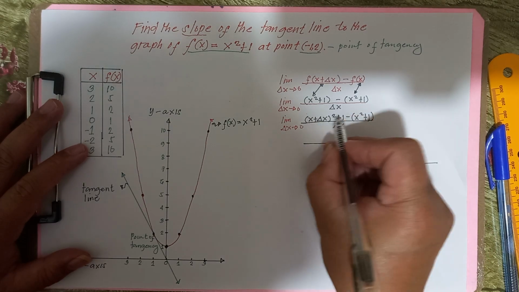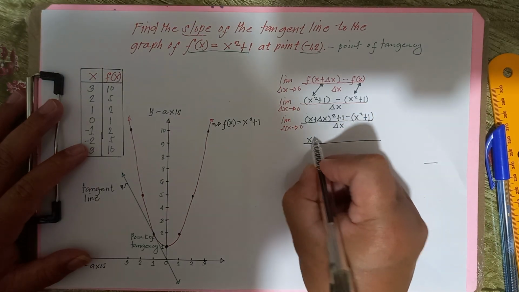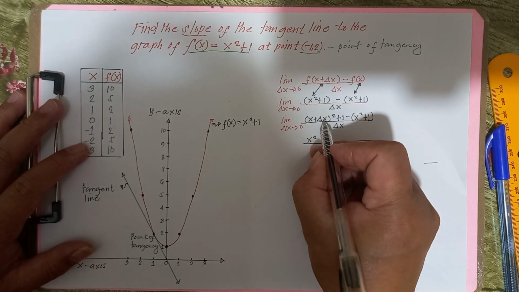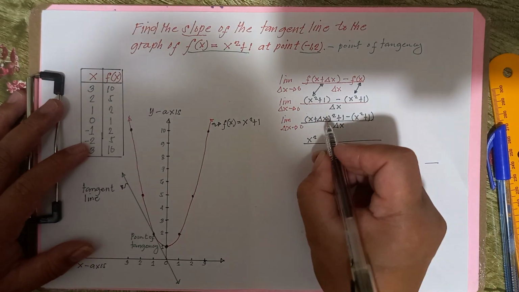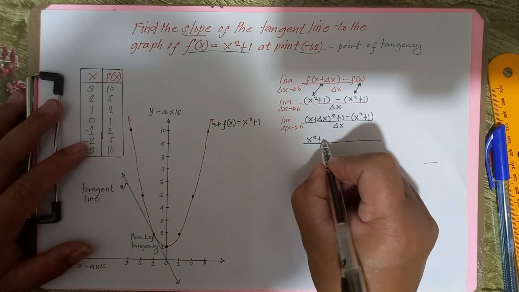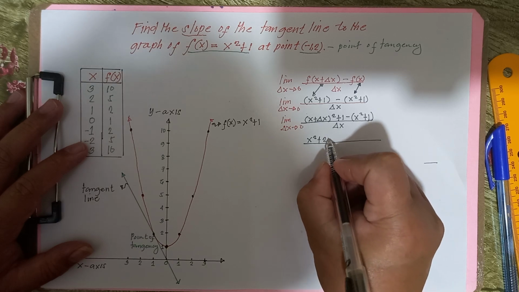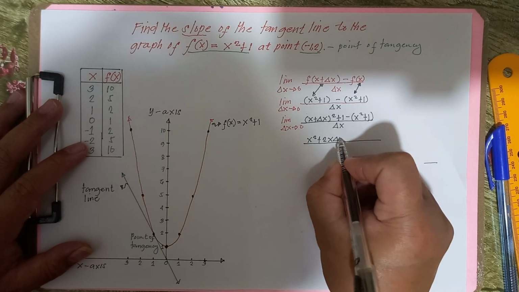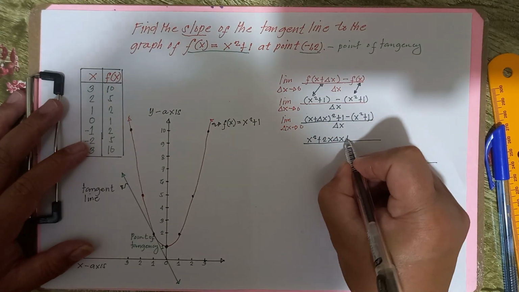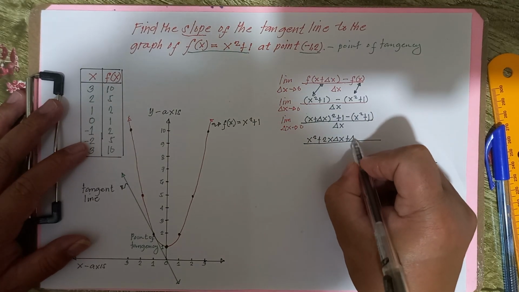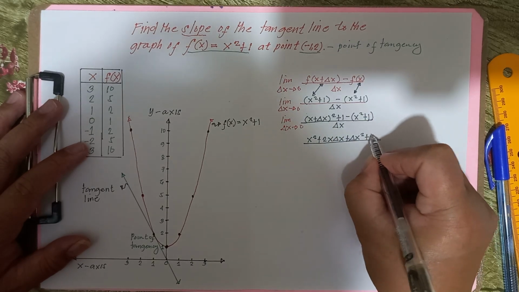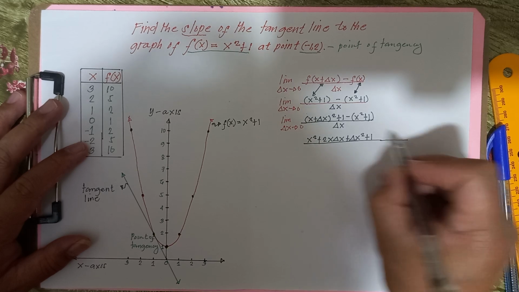Okay, so x raised to 2, that is the same as x raised to 2. Then x multiplied by change of x, that is the same as change of x and the x, then 2. So that is 2x change of x. Now, change of x raised to 2, that is the same as plus change of x raised to 2 plus 1. Okay, so that is the expanded.